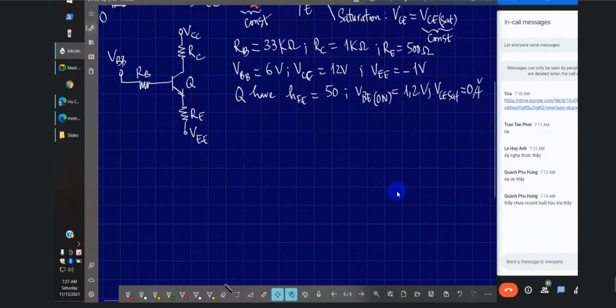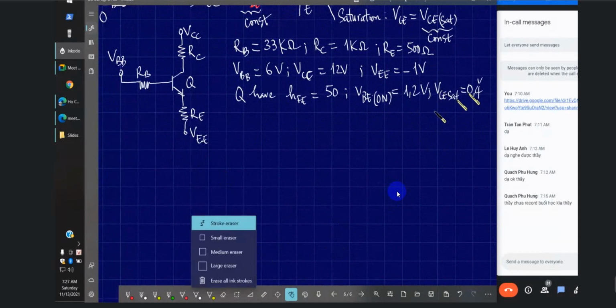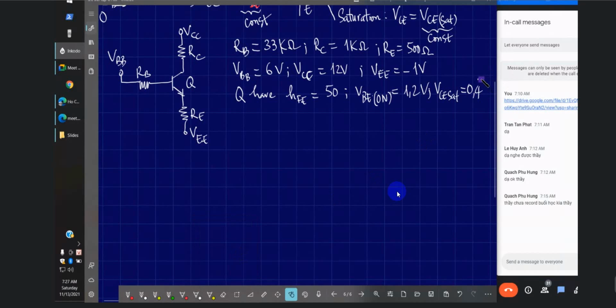Let's see, where's my eraser? Okay, put the volts here. And can you find the power dissipated by the transistor? Cool. Power dissipated by the transistor. You have 5 minutes to do it. If you have the result, please put it in the in-call message for me.